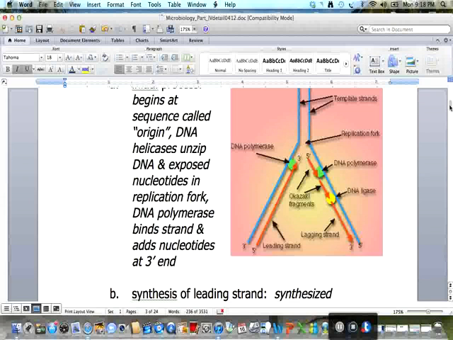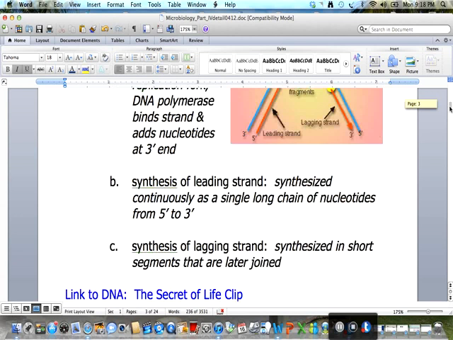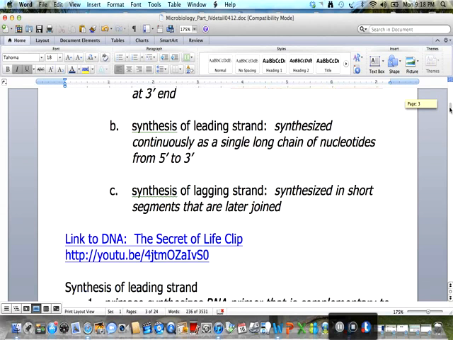The DNA polymerase binds the strand and always adds nucleotides at the 3' end. The leading strand is synthesized continuously as a single long chain of nucleotides running 5' to 3'. The lagging strand is synthesized in short segments that are later joined. Here we have a short clip of A Link to DNA, The Secret of Life.